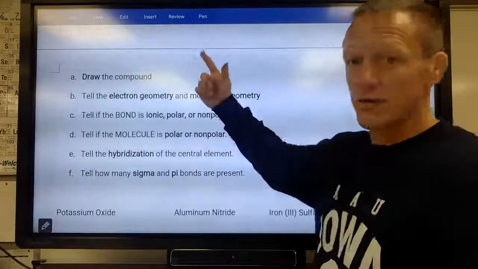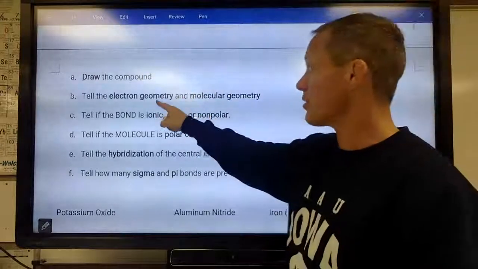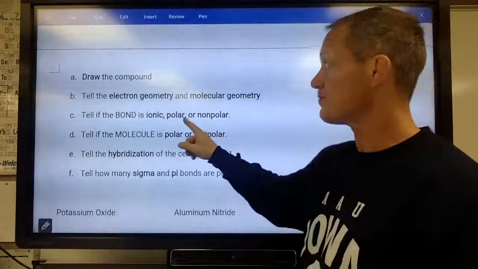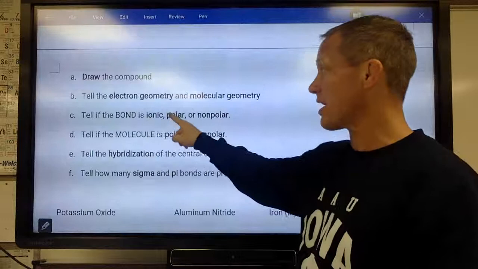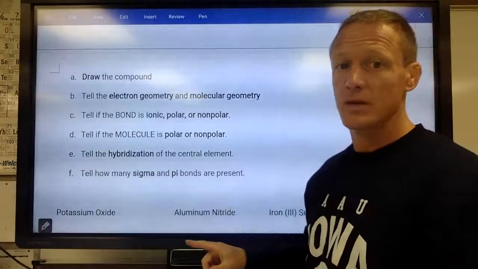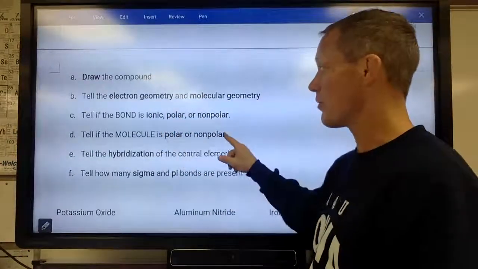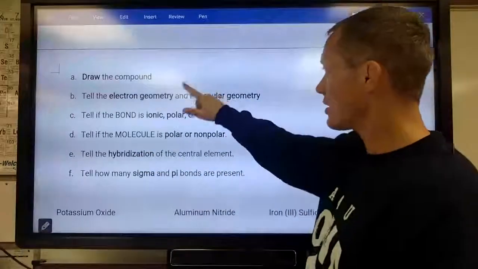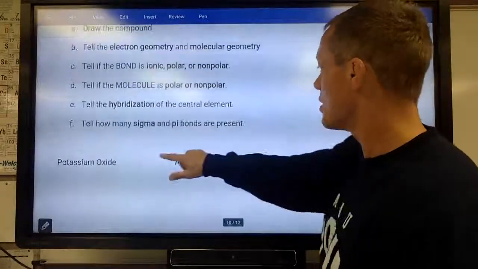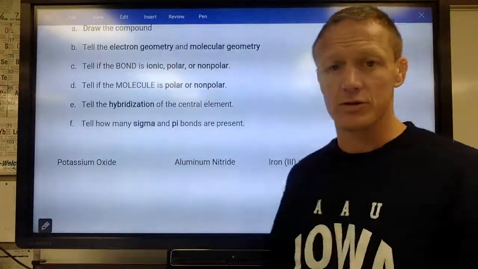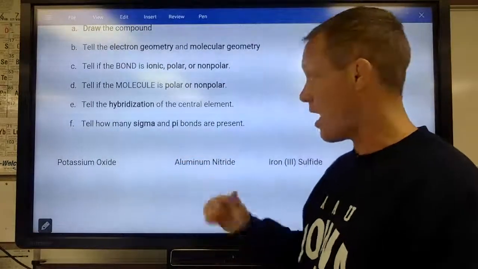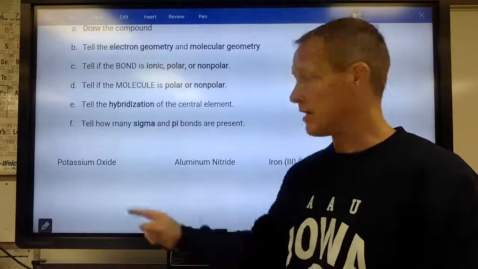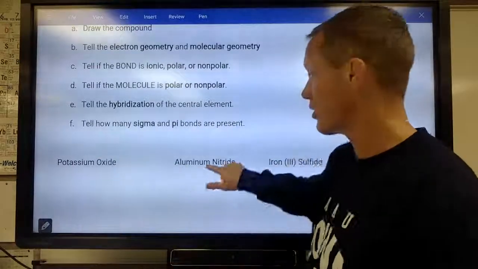Here's kind of the things. We've got to be able to draw the compound. I want to know electron geometry and molecular geometry. I want to know if the bond itself is ionic, polar, or nonpolar, and if the molecule is polar or nonpolar. Hybridization, sigma and pi bonds we'll do later. I'll typically mention all these other things as we do things. These four were ionic. Did those in a different video. So that means the bond is ionic, the molecule is ionic. It's a metal with a non-metal, there's no sharing of electrons.